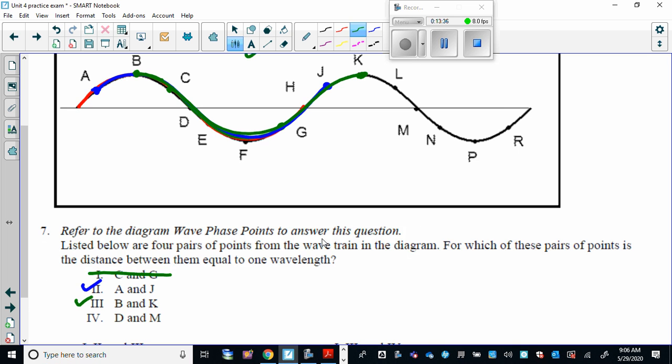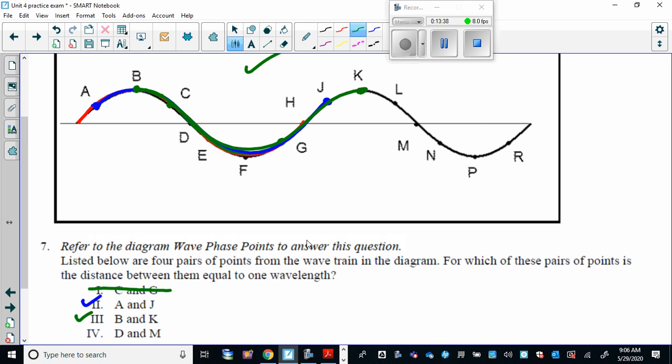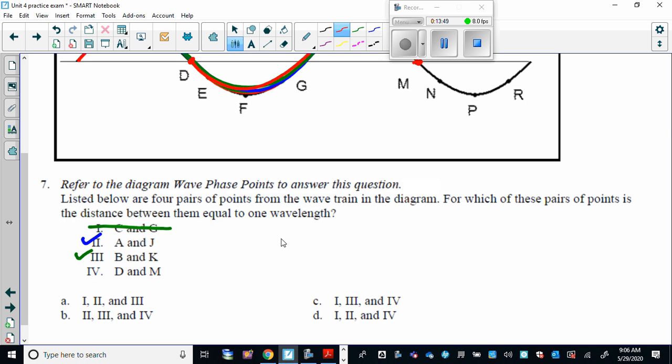What about D through M? D through M. Yeah, that's clearly a wavelength. So 2, 3, 4, the answer is B.